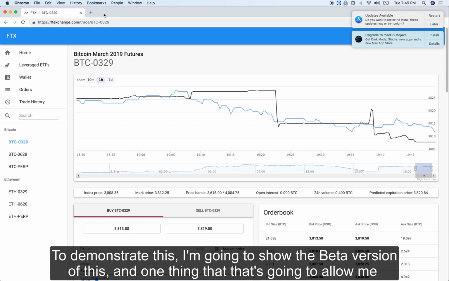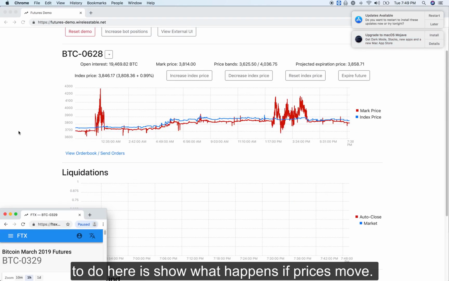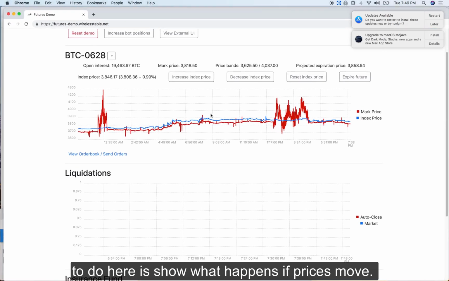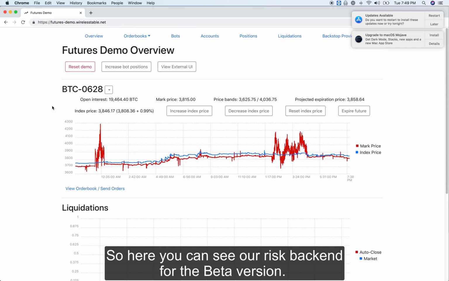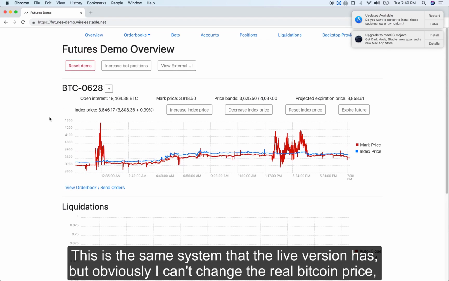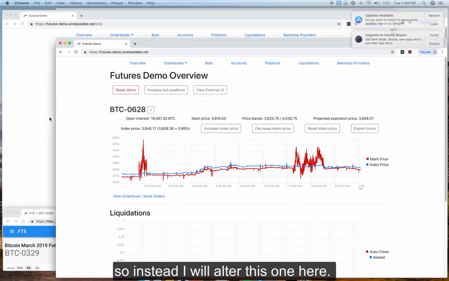And one thing that's going to allow me to do here is show what happens if prices move. So here you can see our risk backend for the beta version. This is the same system that the live version has, but obviously I can't change the real Bitcoin price. So instead I will alter this one here.